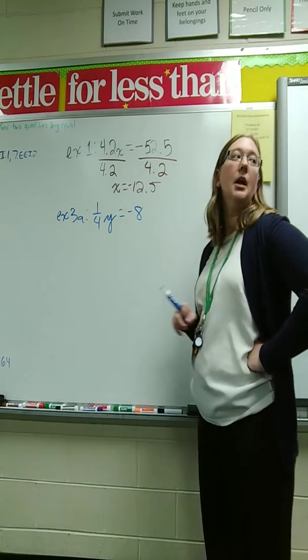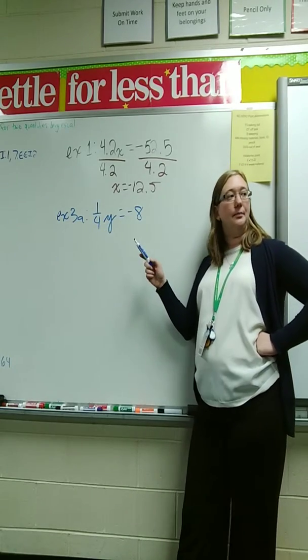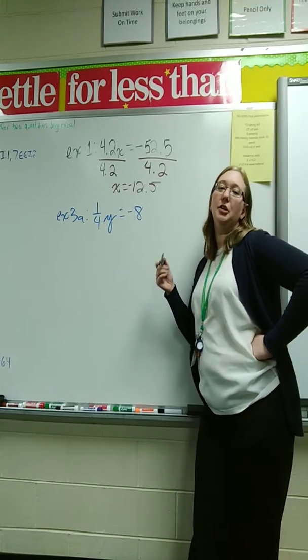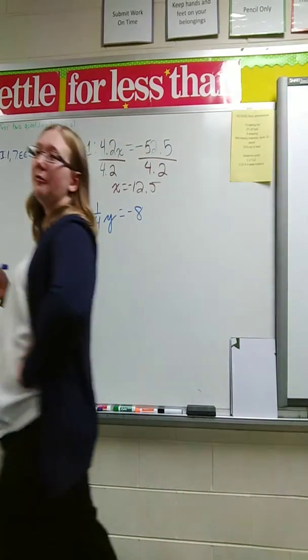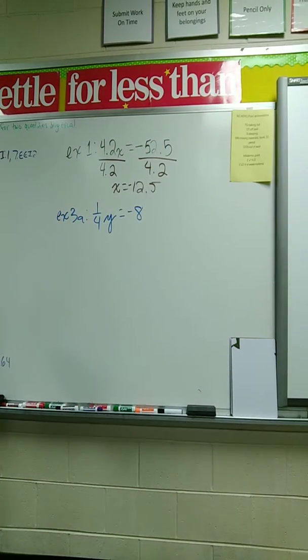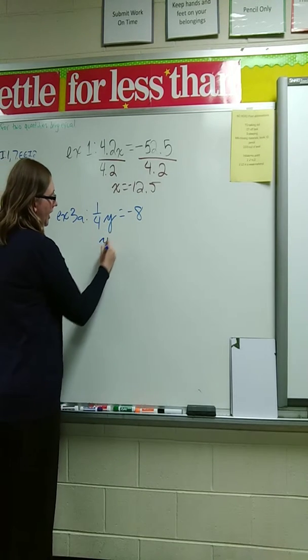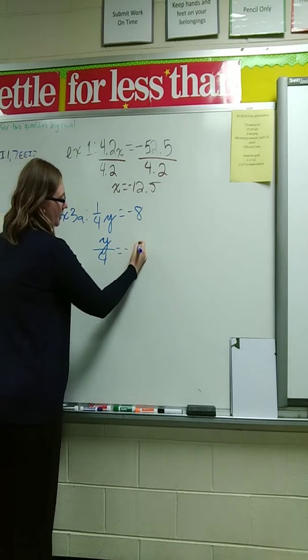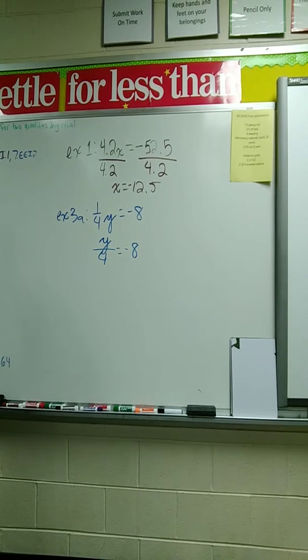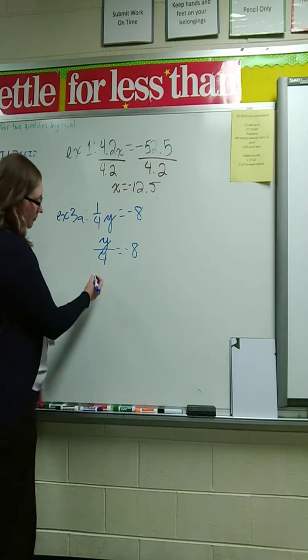Now, 1/4 is called a unit fraction. And unit fractions always have a numerator of 1. So sometimes instead of saying 1/4 y equals negative 8, you'll see it written as y over 4 equals negative 8. So how would we eliminate that 4? Multiply by 4. Right, we would multiply by 4.